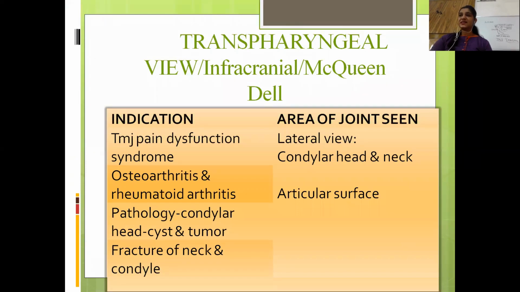Then what is the transpharyngeal view? It is also called by the names of intracranial view and McQueen-Dell view. What are the indications? Again, TMJ pain dysfunction syndrome, osteoarthritis and rheumatoid arthritis, pathology of the condylar head such as cyst and tumor, and fracture of the head and neck of the condyle. The area of joint seen in this conventional radiography, the transpharyngeal, is the condylar head and neck and the articular surfaces.